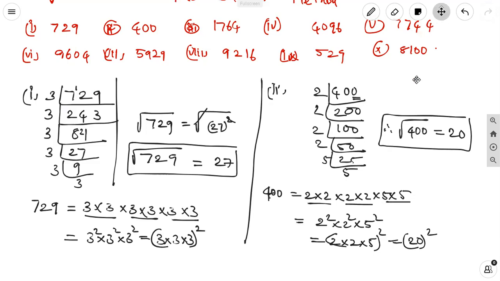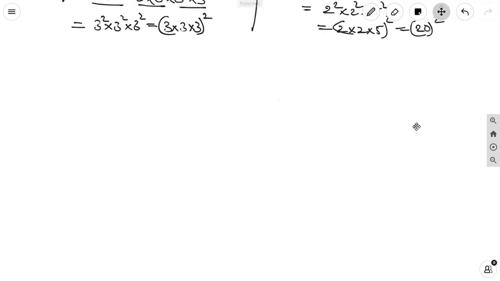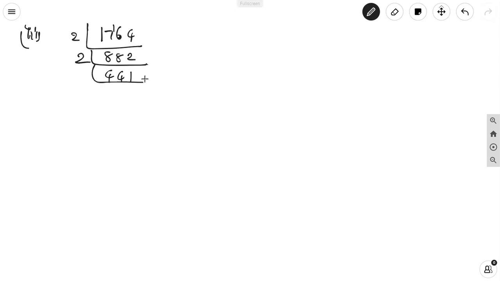Third question, 1764. Here 4 is there, which means start with 2. 2 8s are 16, 2 8s are 16, 2 2s are 4. Again 2. 2 fours, 2 fours, 2 ones. Here 1 is there, so try with 7 or 3. 9 or 3, but 3 only. 3 ones are 3.